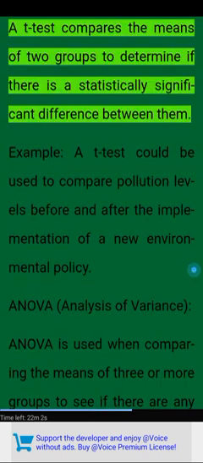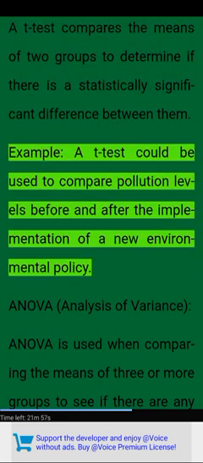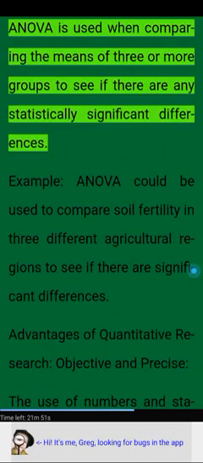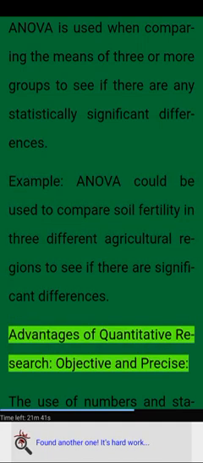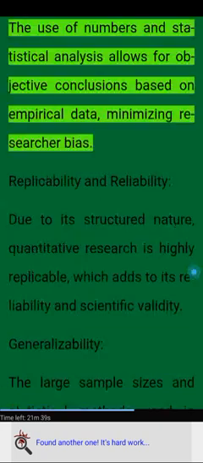T-test. A t-test compares the means of two groups to determine if there is a statistically significant difference between them. Example: a t-test could be used to compare pollution levels before and after the implementation of a new environmental policy. ANOVA, analysis of variance. ANOVA is used when comparing the means of three or more groups to see if there are any statistically significant differences. Example: ANOVA could be used to compare soil fertility in three different agricultural regions to see if there are significant differences.